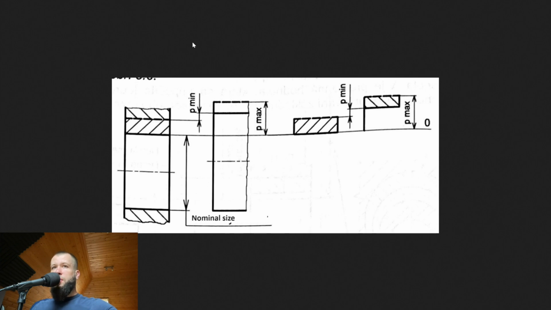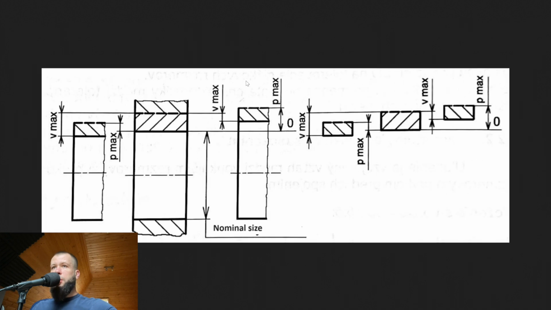And the transition fit occurs at the junction of the hull and the shaft, and both backlash and overlap can occur.